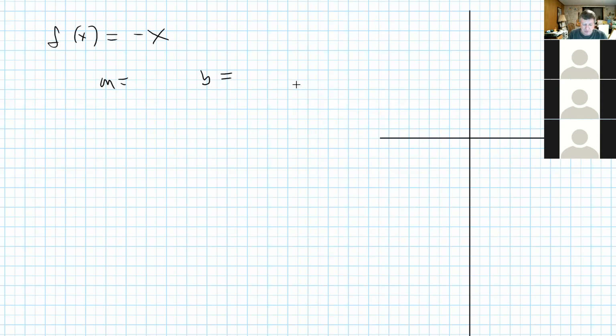-1. What's the y-intercept? Would it be 0? Yes. So f of x equals -x is like -1 times x plus 0. There's no constant, so your y-intercept is 0, and your coefficient is an implied -1. So the slope is -1, the y-intercept is 0, so it's going to go through the origin and go down 1 over 1.